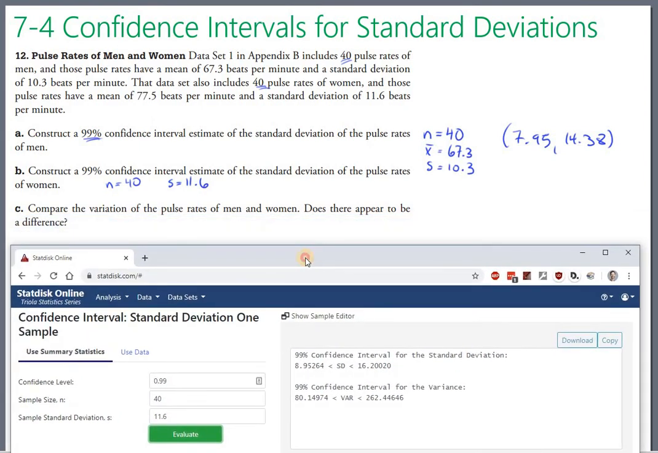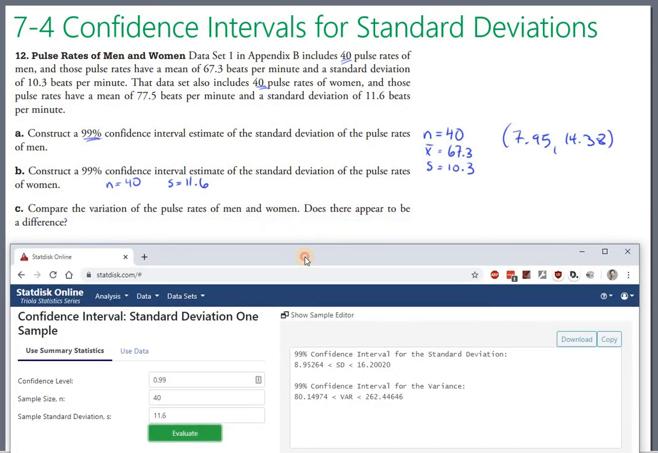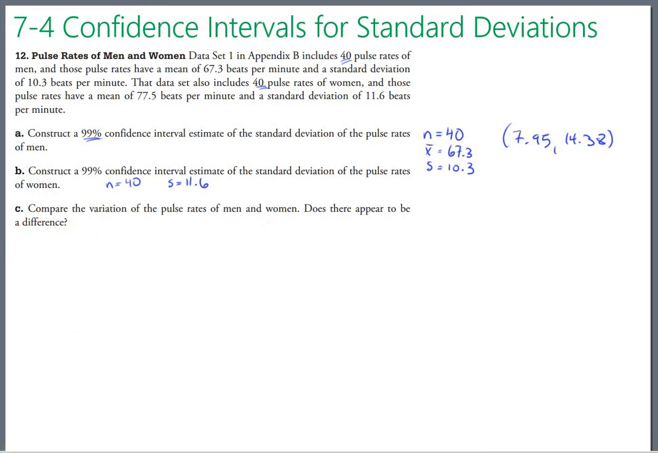Part C says compare. Is there a difference? And let's say not necessarily, right? There might be a difference, but it's certainly possible that the standard deviation for men is 10 and that the standard deviation for women is 10, right? That's within both of their ranges. It's possible that men are at 7.95 and women are at 8.95. There could be a difference, but there's no proof here of a difference. They certainly could be the same. So does there appear to be a difference? Not necessarily. Okay, so that was number 12.